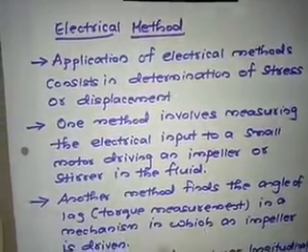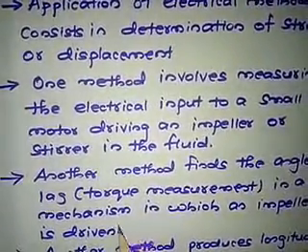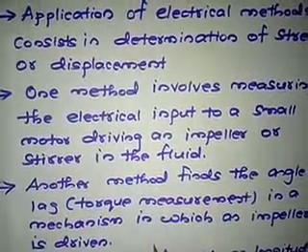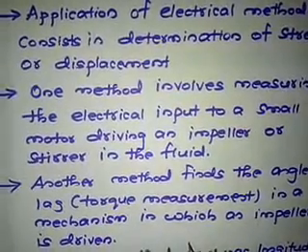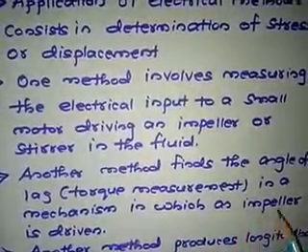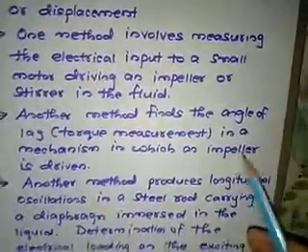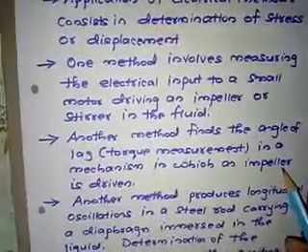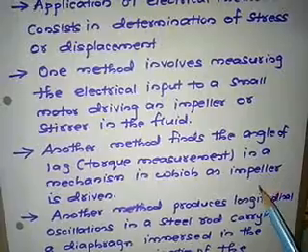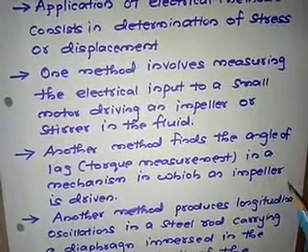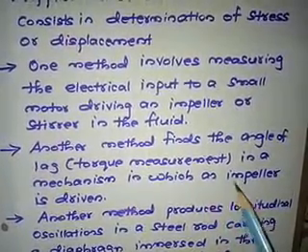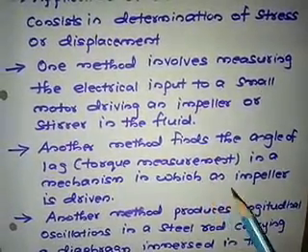Another method involves measuring the angle of lag, which is indirectly the measurement of the torque. It measures the angle of lag in a mechanism in which there is rotation of the stirrer in a tank, which mixes the liquid. If you measure the angle of lag or the torque in that mechanism, it indirectly gives the viscosity of the liquid in the tank. That is the second method of measuring viscosity under the electrical method.